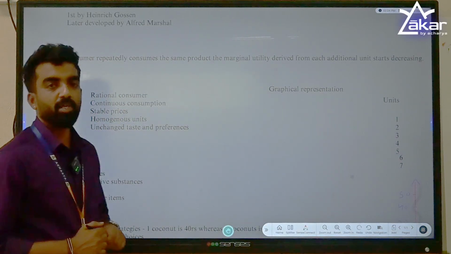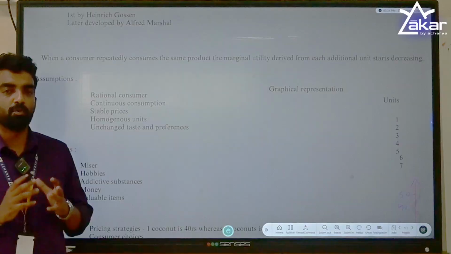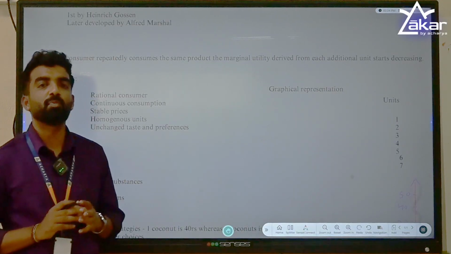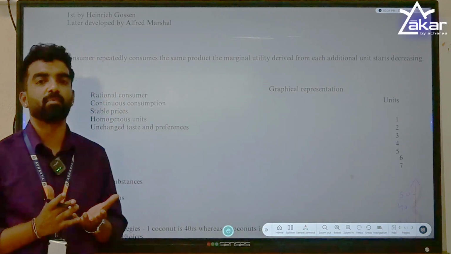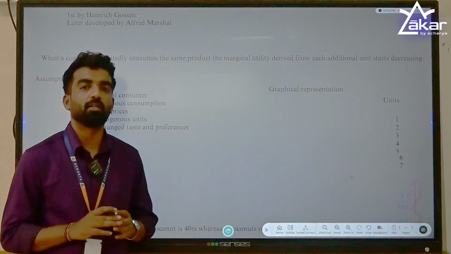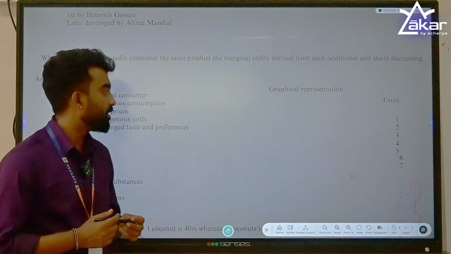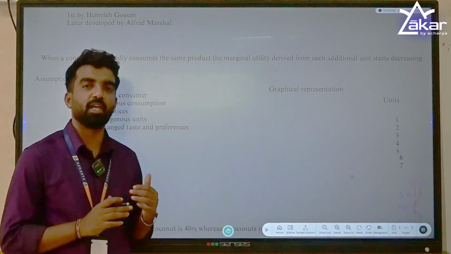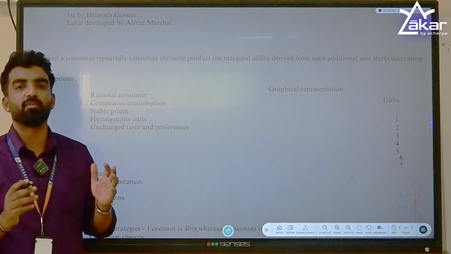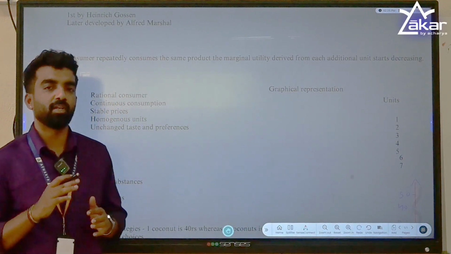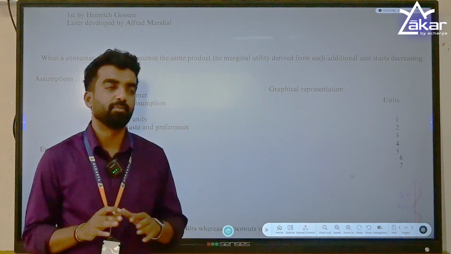And homogeneous units. The units, the products or commodity, should be homogeneous. Homogeneous means the same, alike. It should not change in taste, color, texture, whatever it might be, right? For example, if I tell you to eat the same flavor of ice cream, 5 or 10 continuously, you will start feeling enough.